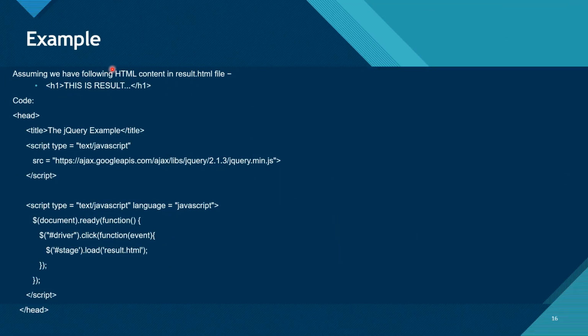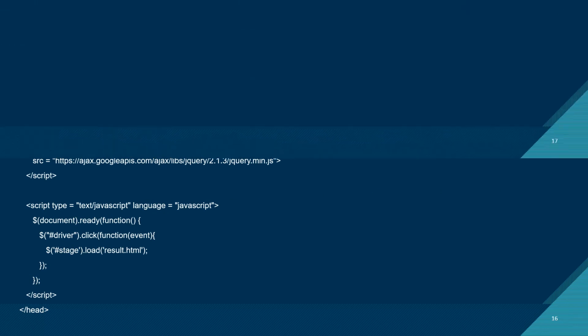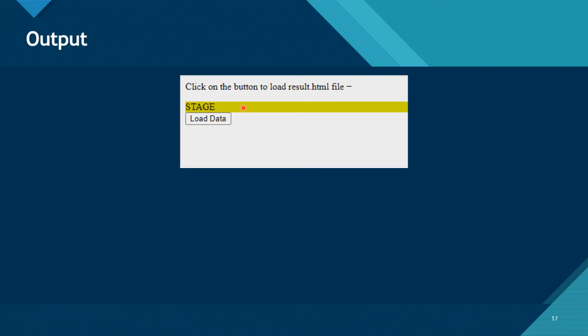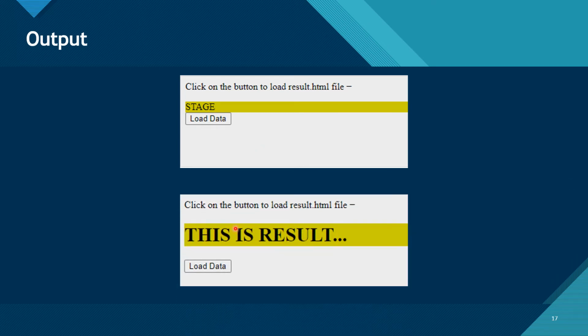So here we assume that our result.html file contains a heading level 1 in which is written this is result. In code we will import jQuery from Google CDN, and in the script type we will start with the selector hashtag driver, and on click function event it will load our HTML file. Here is the output of this method. Whenever we click this load data button, it will produce this output, which is the data from our result.html file.